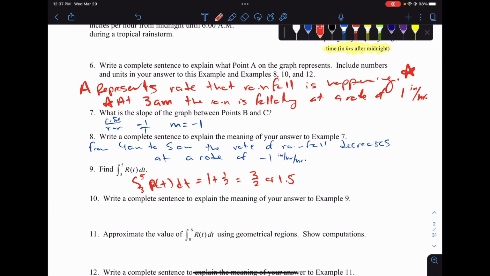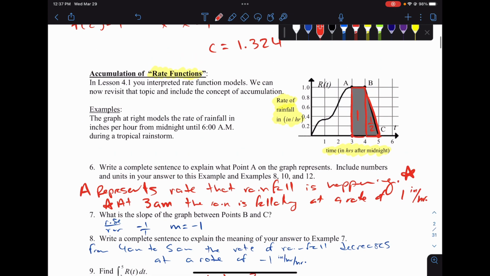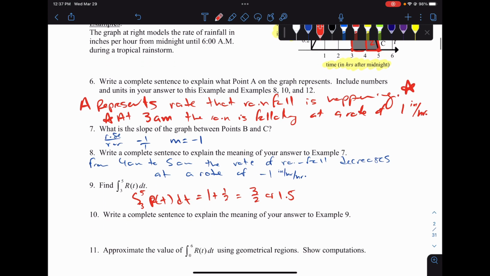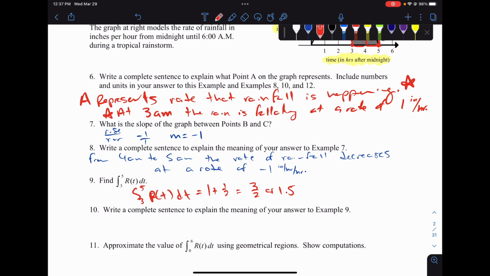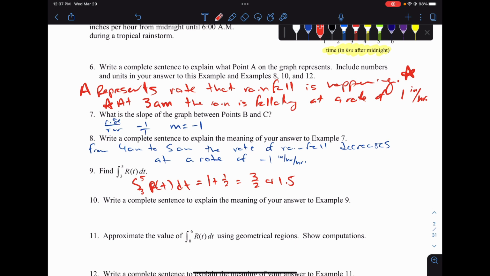Number 10, write a complete sentence to explain the meaning of your answer in example 9. So the area under the curve represents the amount of rain falling. So the area under the curve represents how much rain has fallen in that time. So from 3 a.m. to 5 a.m., 1.5 inches of water has fallen. So that area represents the amount of water that has accumulated from 3 to 5. Again, that's why it's called an accumulation function.